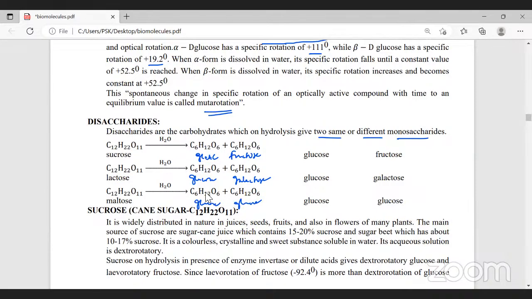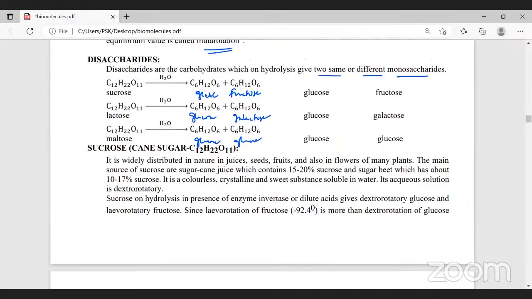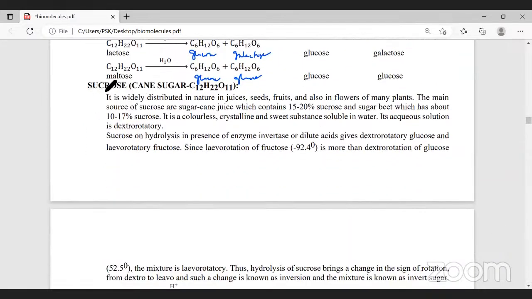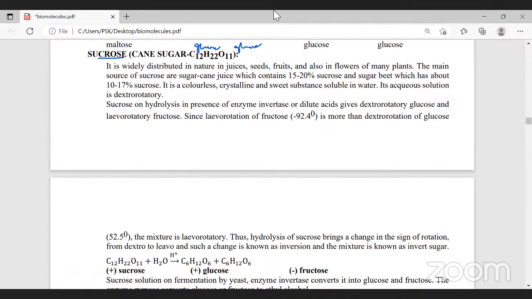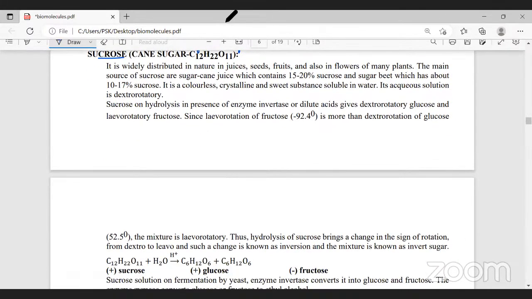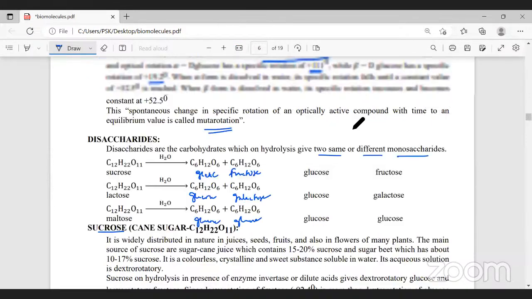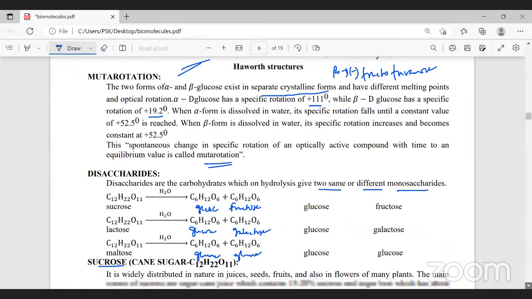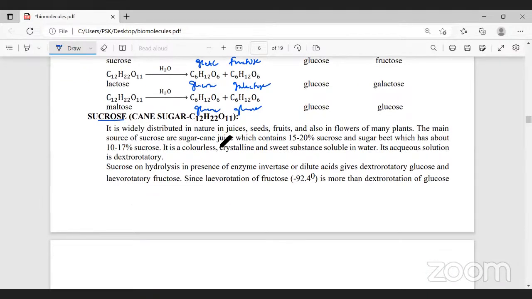So we need to learn the Haworth structures of these disaccharides: sucrose, lactose, and maltose. It may be asked for you to write a Haworth structure for 2 marks. Now the first one is sucrose. Sucrose is also called cane sugar because we obtain sucrose from sugar cane. It is widely distributed in nature in juices, seeds, fruits, and also in the flowers of many plants.